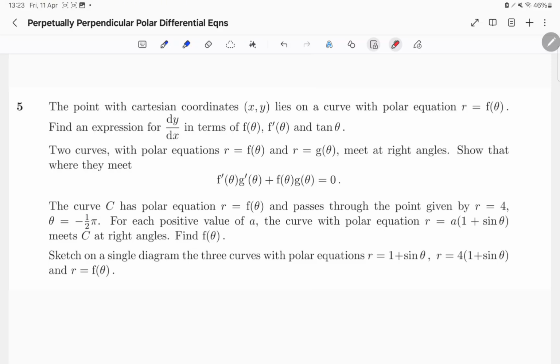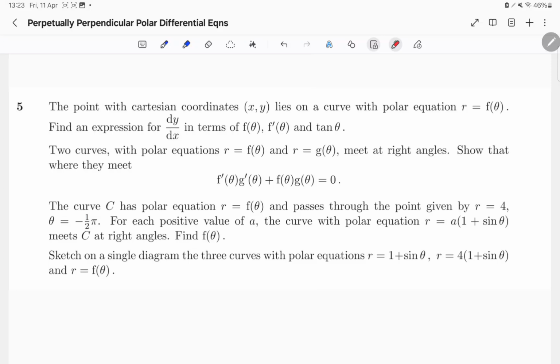The point with Cartesian coordinates x, y lies on a curve with polar equation r is equal to f of theta. Find an expression for dy by dx in terms of f of theta, f primed of theta, and tangent of theta.